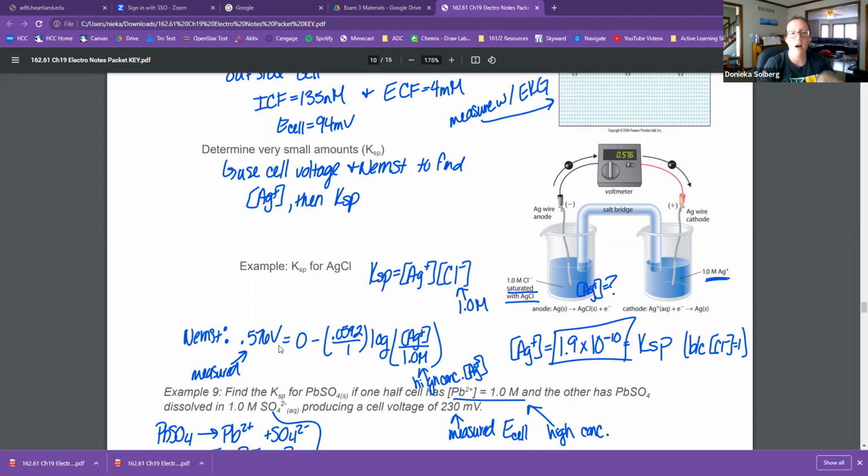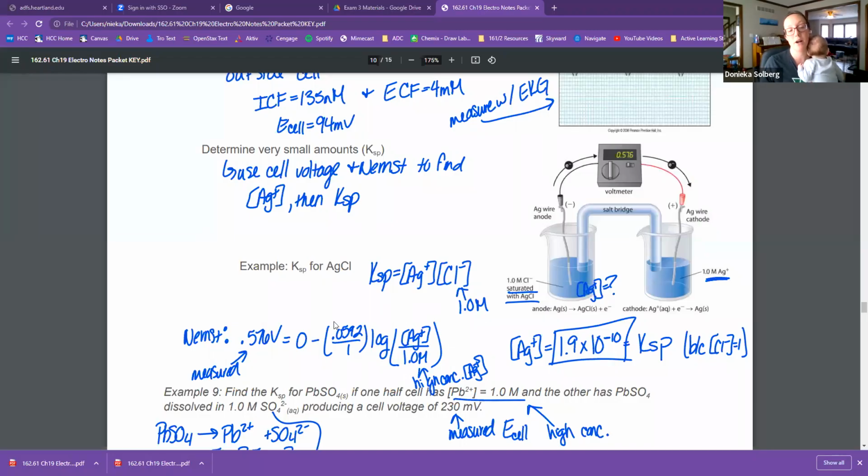And then log of, now how do I calculate this? I've got my low concentration over my high, remember, for silver. So low is just silver, that's what I'm trying to solve for, and high is the 1 molar. That's this one over here.